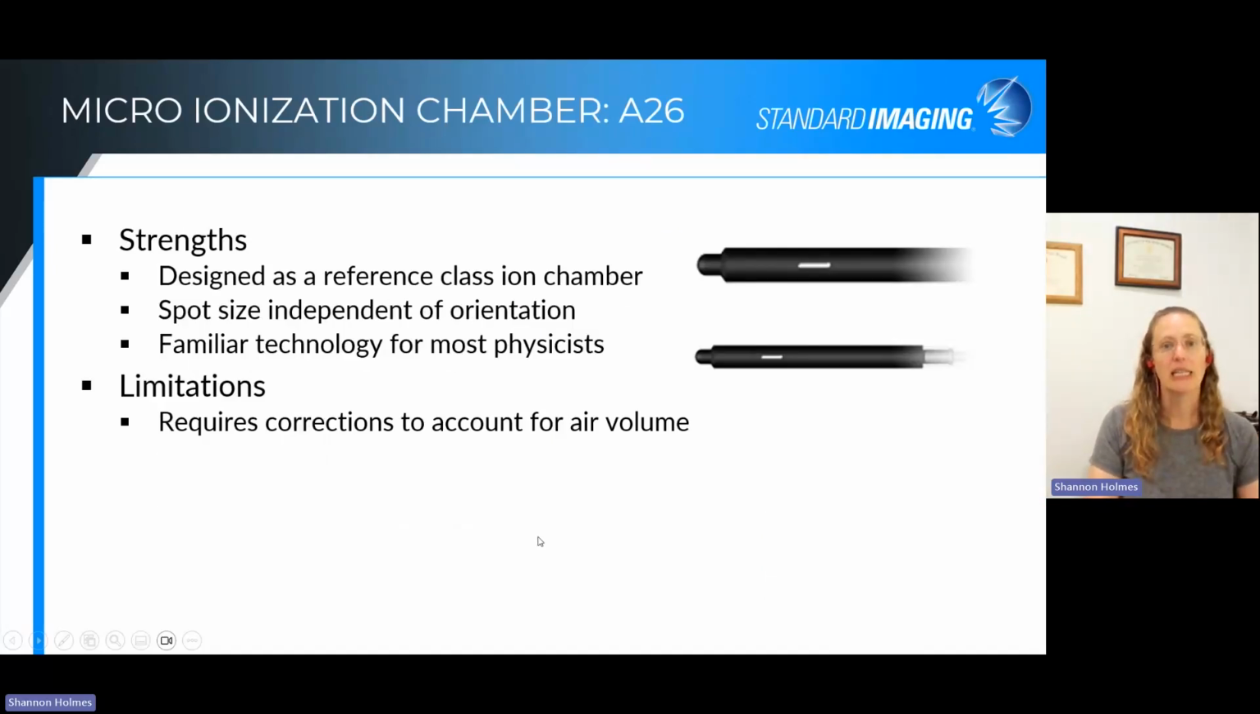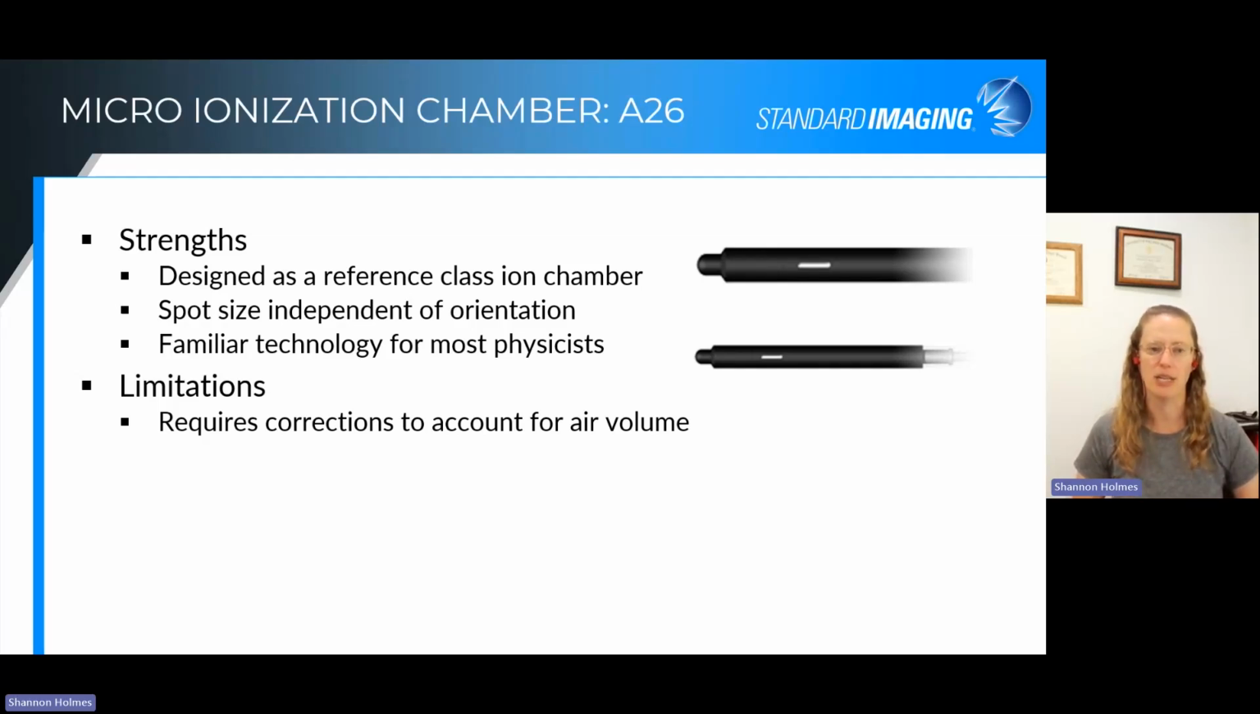Strengths of the A26: it was designed as a reference class ion chamber to behave in the way you expect a good quality reference class ion chamber to behave. Spot size is independent of its orientation. And really, ion chambers are familiar technology for most physicists. We're comfortable operating in this realm. We're comfortable with the corrections that need to go into it and the troubleshooting that may need to happen if you're seeing odd behavior from it.